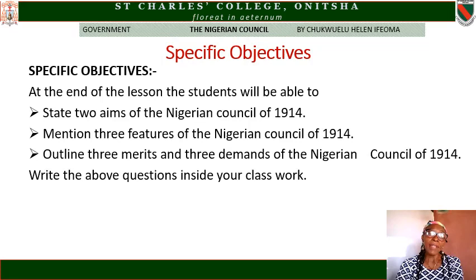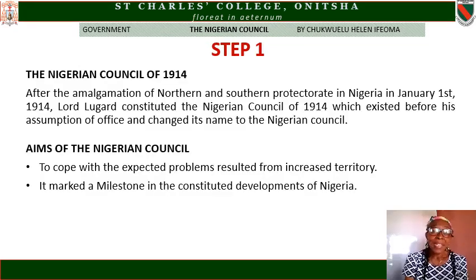At the end of the lesson, the students will be able to state two aims of the Nigerian Council of 1914. Secondly, mention three features of the Nigerian Council. Thirdly, outline three merits and three demerits of the Nigerian Council of 1914. And lastly, write the above questions inside their classwork. Now, let us look at the main lesson.